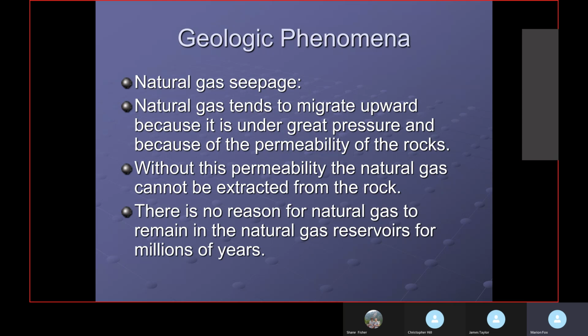There's no reason for natural gas to remain in the natural gas reservoir for millions of years because it's coming out of the ground. The only thing that would make it occur is if it was being recycled somehow and there was something creating the natural gas underneath, but they say fossil fuels did that. Their claim is that it's the fossil fuel. But see, they have a problem here. Where did all this natural gas go that was permeating through the rocks all this time?